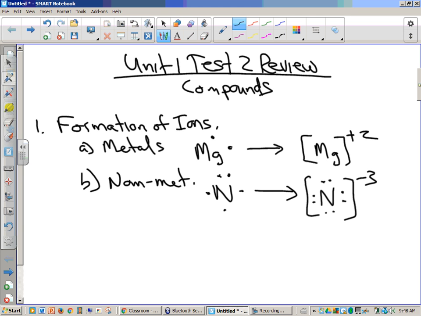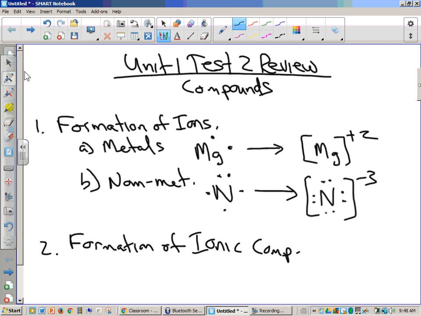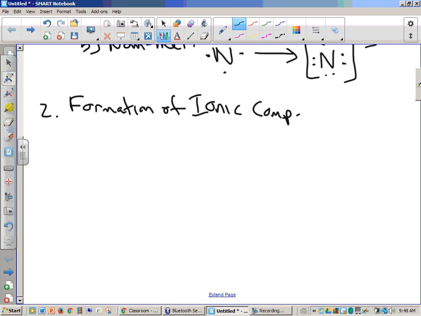And that's how our nonmetals get their charges, by gaining electrons. Oxygen and sulfur and all those guys in group 16 would gain 2 and become -2. Fluorine, chlorine, bromine would gain 1 and become -1. All right? So our metals become positive and our nonmetals become negative. After we did that, number 2, we did formation of compounds, and actually ionic compounds. And I'm going to need a little more board space. Extend the page. So after that, we did formation of ionic compounds.